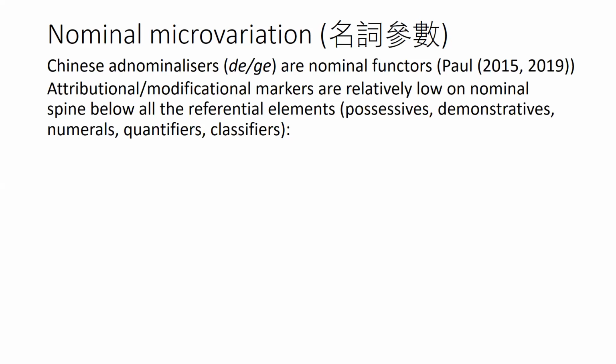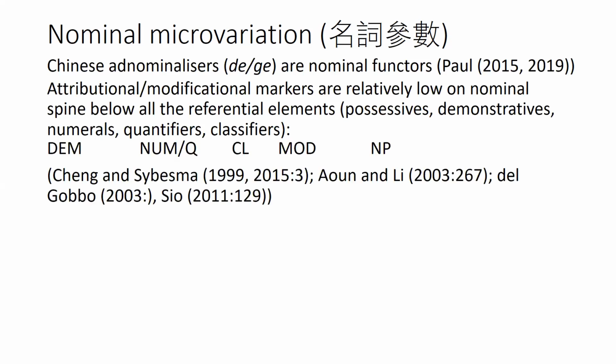That they're below referential elements like possessive, demonstrative, numerals, quantifiers, and classifiers, etc. And that's in line with the cross-linguistic typological distribution of nominal elements. So, for example, there is this schema provided by numerous people.